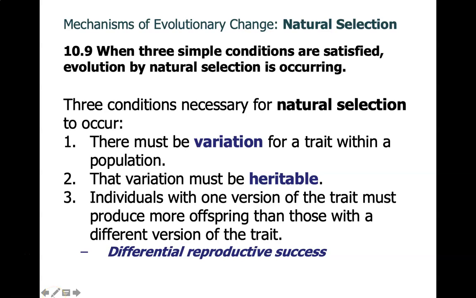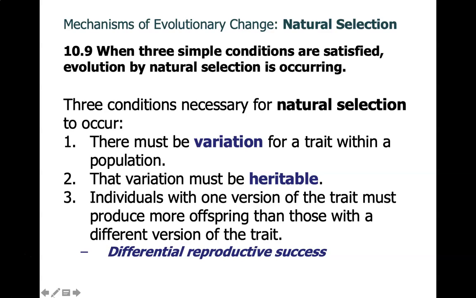Our fourth mechanism of evolutionary change is the process of natural selection. Now, this is the big one. This is the one that Charles Darwin was talking about. This is the one that provided an explanation for the process of evolution. It's the way that descent with modification works.